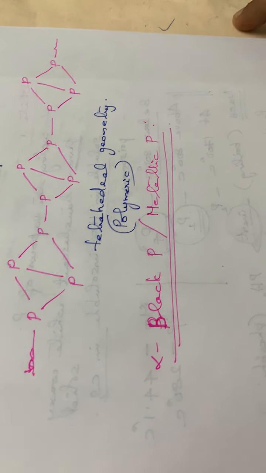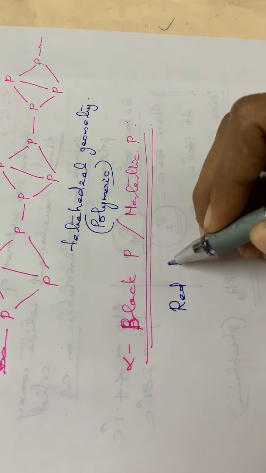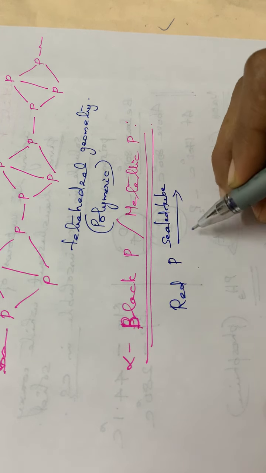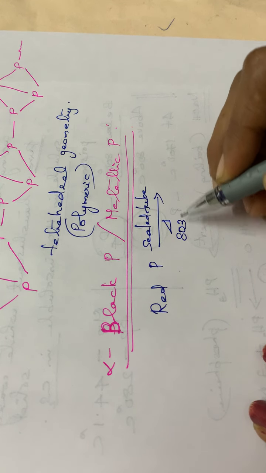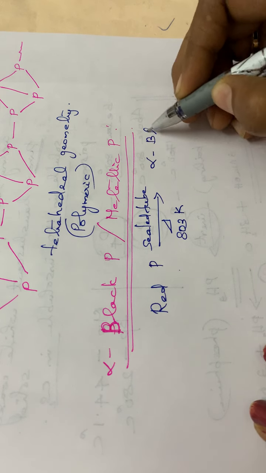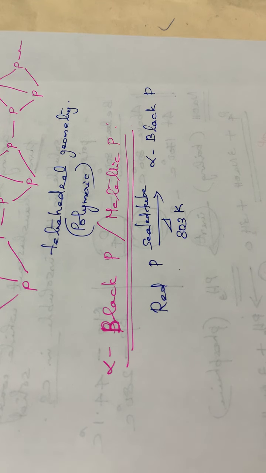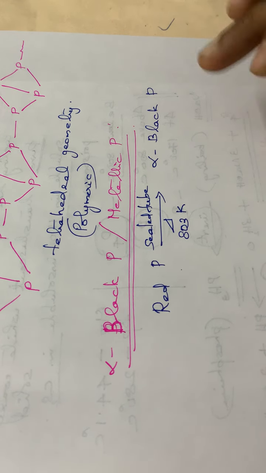See here, alpha black phosphorus can be prepared from red phosphorus. When red phosphorus is heated in a sealed tube, delta means heat, at a temperature of about 803 Kelvin, we will be having this alpha black phosphorus. So red phosphorus on heating in a sealed tube at 803 Kelvin will be converted to alpha black phosphorus.